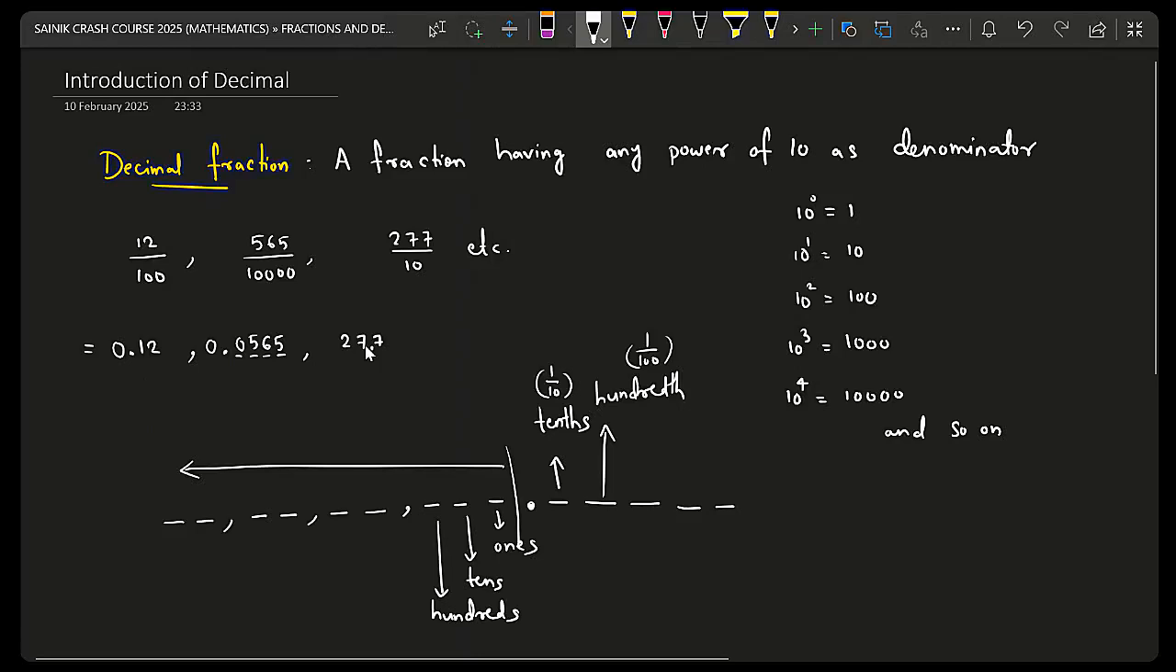So whenever the denominator is any 10 power, like 1, 10, 100, 1000, 10,000, etc., we can easily write it in the form of decimals. So this is the way we are going to write. Okay, you can copy the screen. I'll be waiting here. Copy quickly.